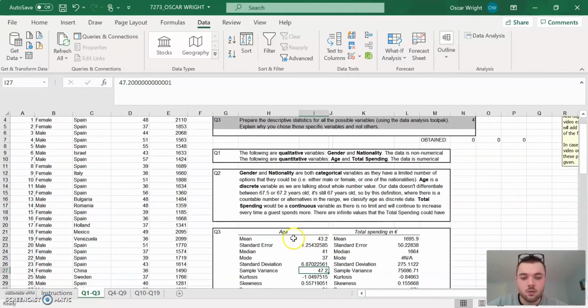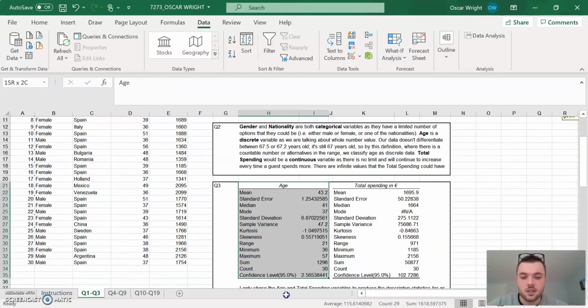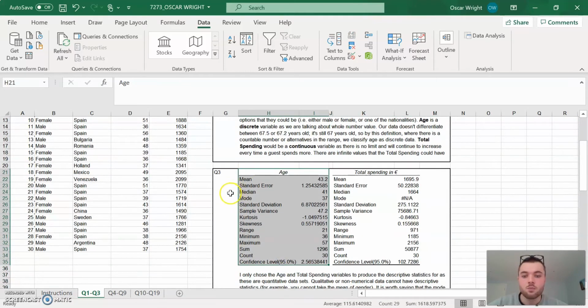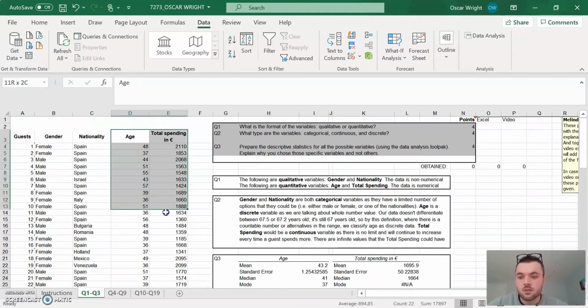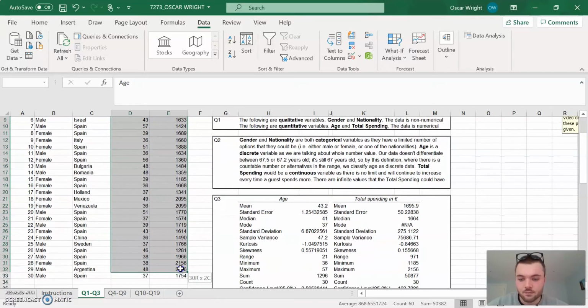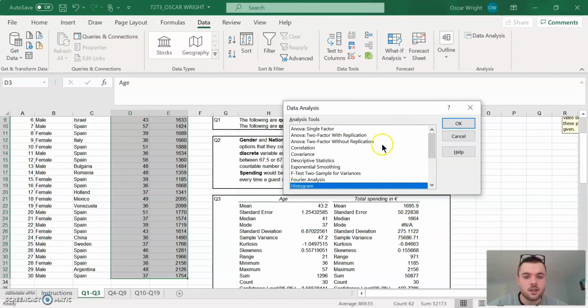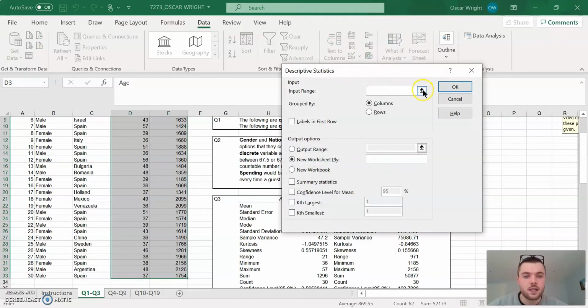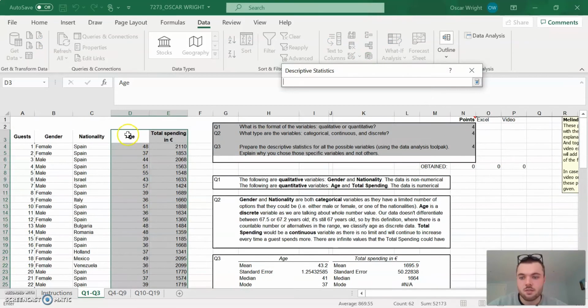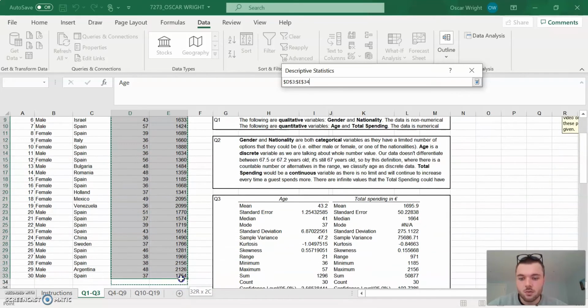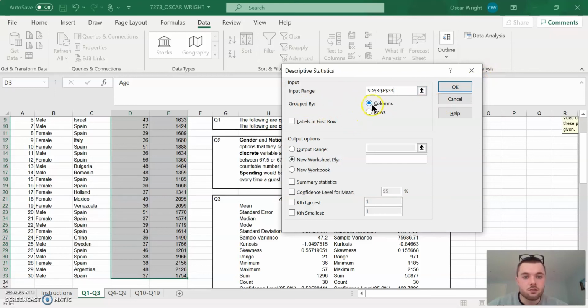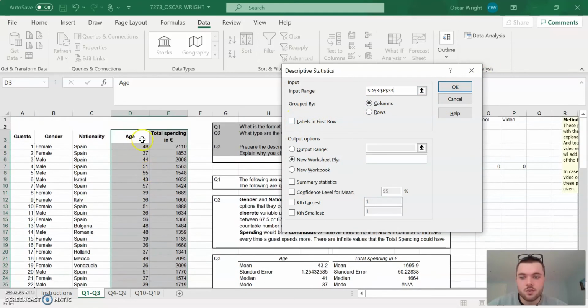In order to create our descriptive statistics using the data analysis toolpack, we're going to highlight the 2 columns that we want to select. We're going to include the labels as well. We're then going to click on the data tab here at the top, and we're going to click on data analysis. We're then going to click on descriptive statistics, as that's what we wanted. We click OK. Now we have to input our range. The range, as I said before, will be the 2 columns that we want to create the descriptive statistics for. It is grouped by columns, and because we included the labels in the first row, we're going to click this box that says labels in first row.